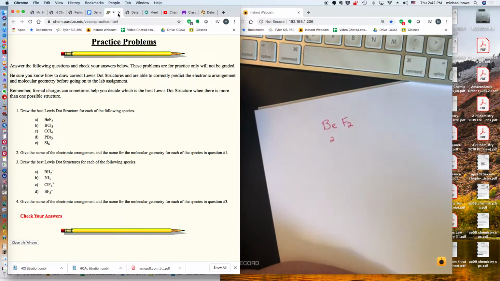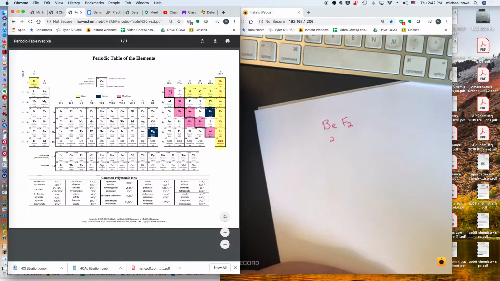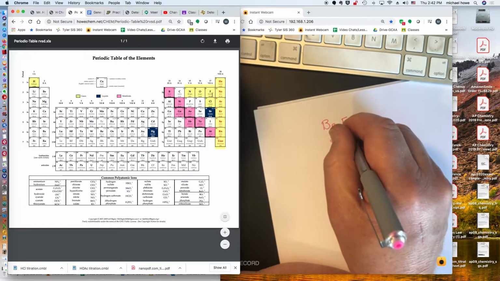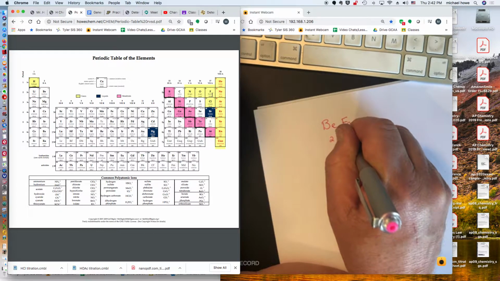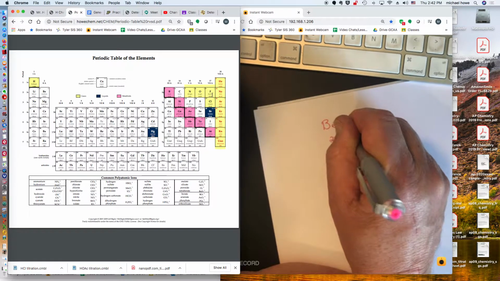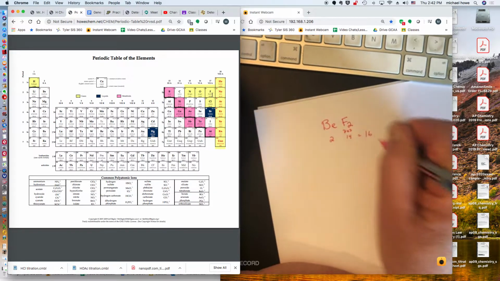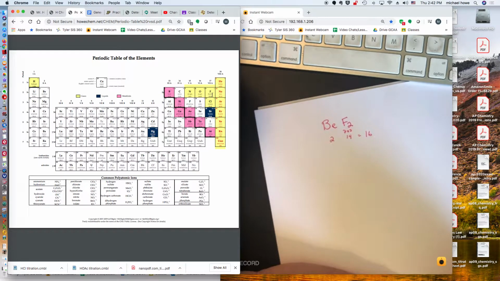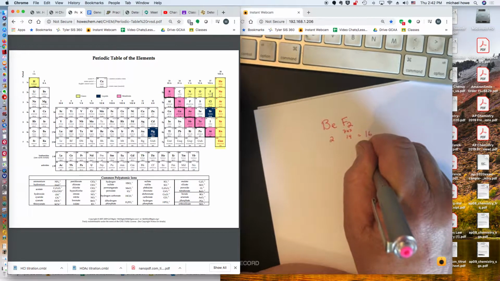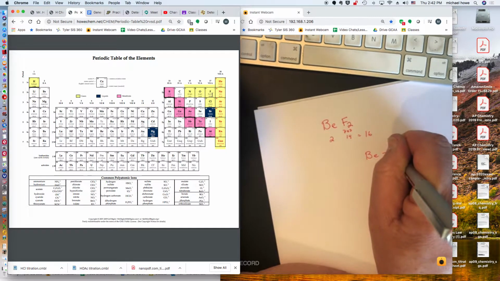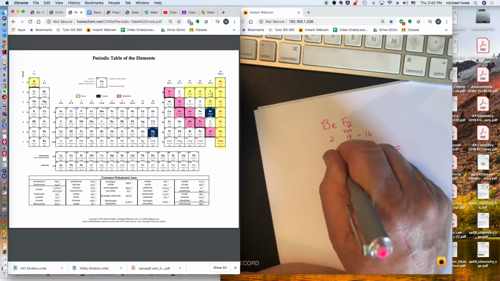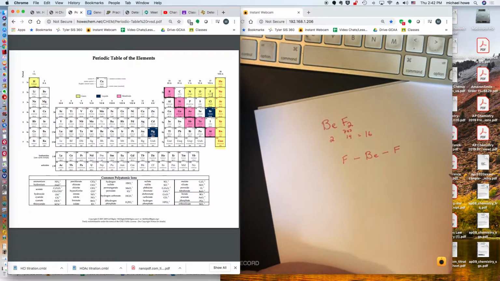And the fluorine number, you look back at the periodic table, and it's over here in this seventh column, so it has 7 valence electrons. So that would be 7 times 2, which is 14. So our total number of valence electrons is 16. Second thing you do is draw a skeleton structure. So you'd have a Be bonded to an F and a Be bonded to an F like that.